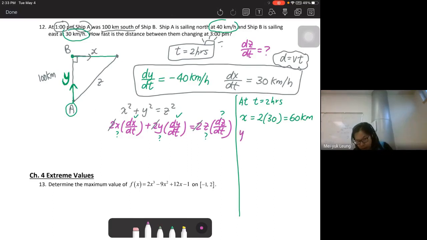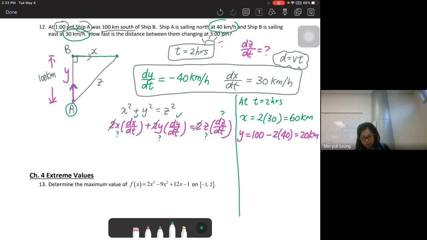What about the y value? The y value is a little bit tricky. We know that originally ship A is 100 kilometers away from point B, but now it is moving toward point B. So the y value is going to be 100 minus 2 times 40, which is only 20 kilometers after 2 hours. Does it make sense?